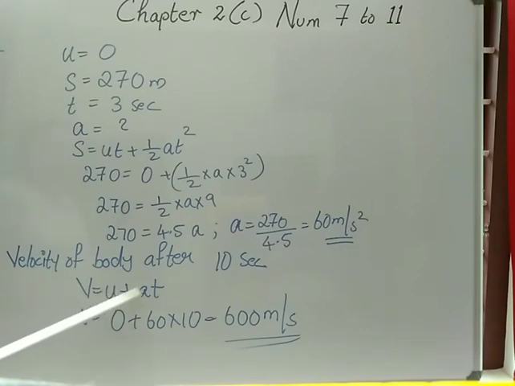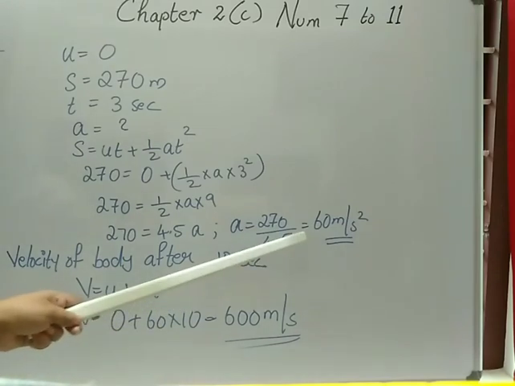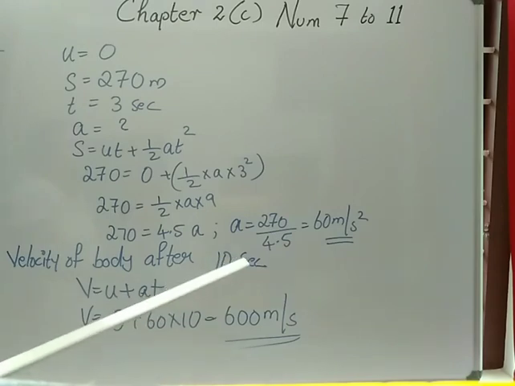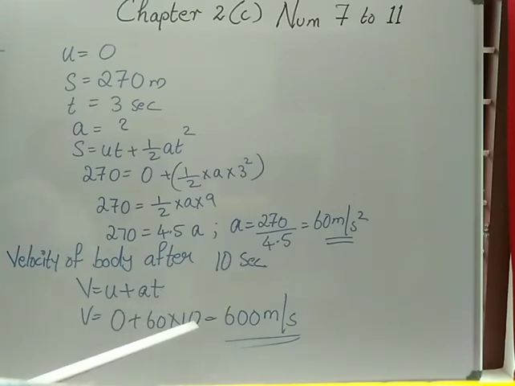So v is equal to u plus at. u is 0, initially the body is at rest. u plus a, acceleration just now we found, 60 meter per second square, into 10. Why did I take 10? Because the question asks for the velocity of the body after 10 seconds. So 60 into 10, 600 meter per second.